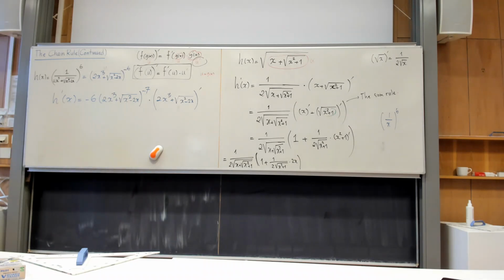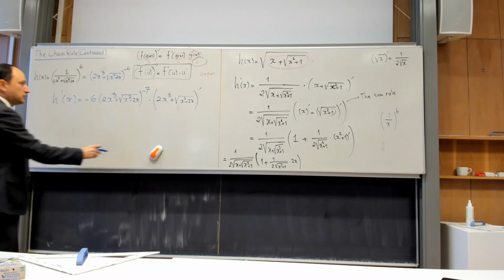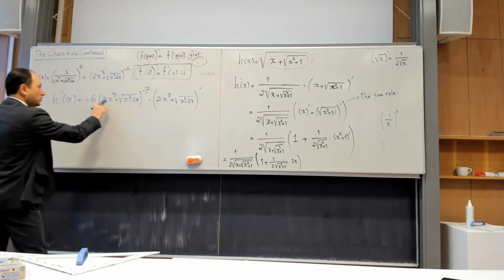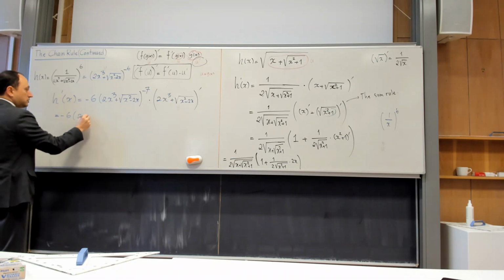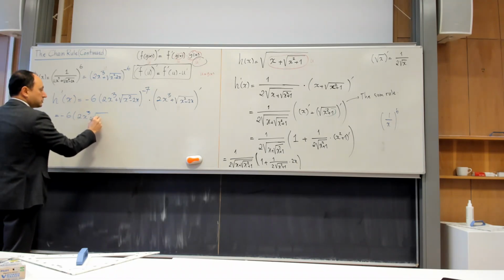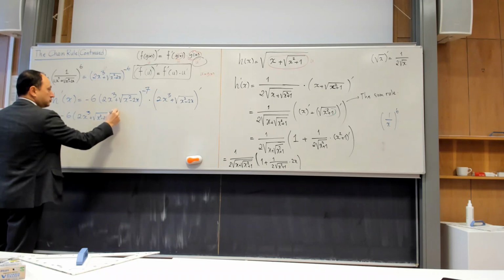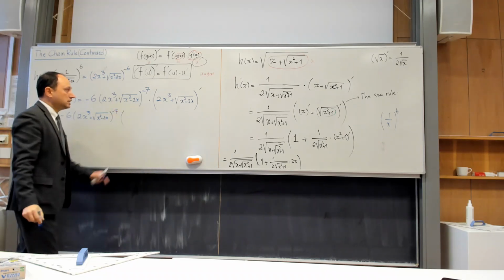Okay, now which rule applies? Yeah, the sum rule or the addition rule, yes? So the addition rule applies here, but you have to do the copy-paste a lot. So minus 6, 2x to the 3 plus square root of x squared minus 2x to the power of minus 7. And then let's do this part in our head.